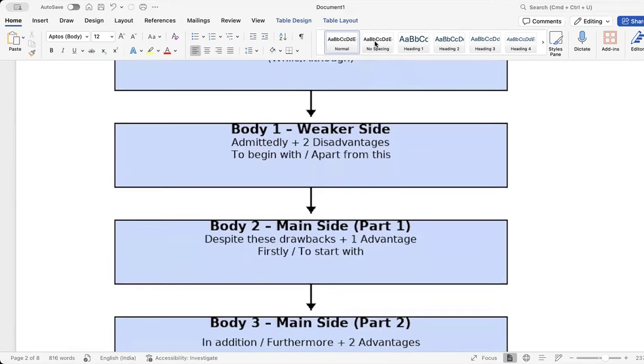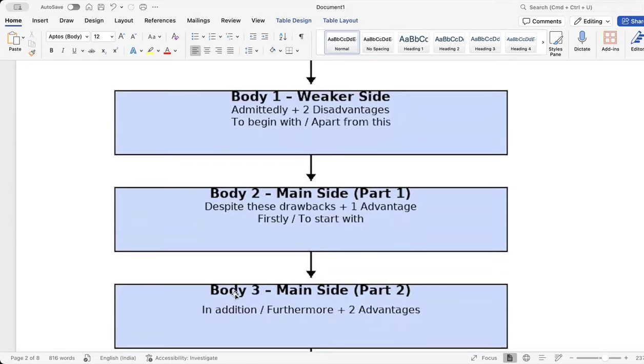After that, I switch over to the main side. And then I use the connector despite, and I'm going to teach you the usage of this word as well later on. So first I use the despite connector, and then I write the points for the main side, which are my advantages. I write 2 body paragraphs here. Now there are 2 reasons why I write 2 body paragraphs here.